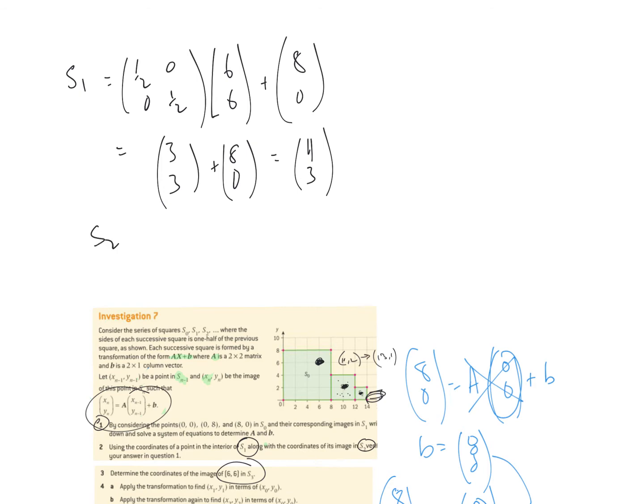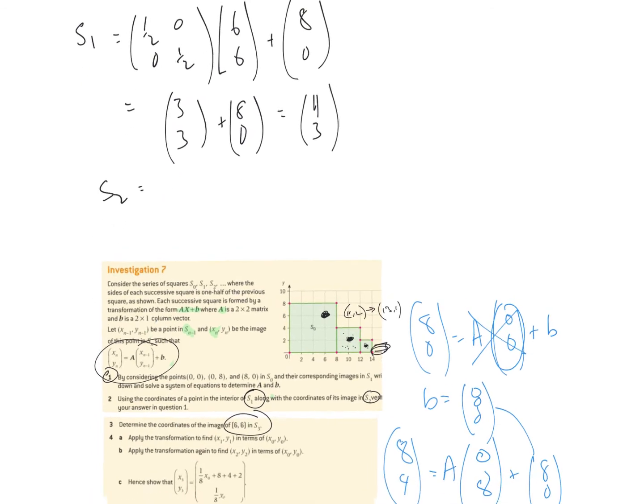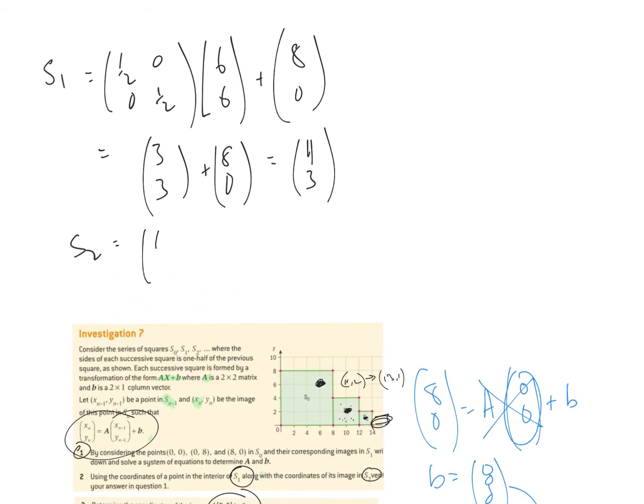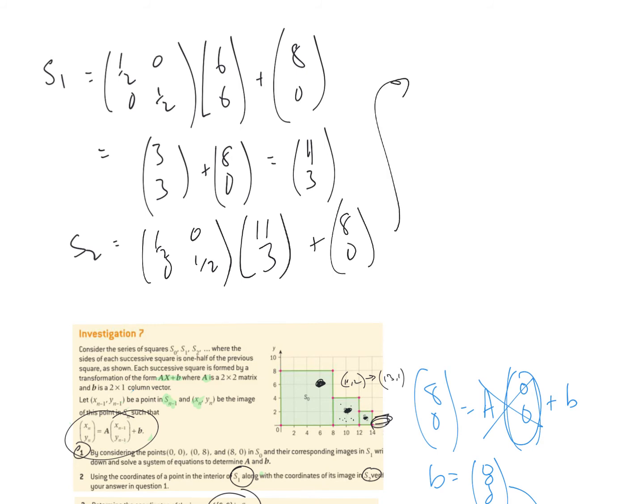And to get S2, I have to take 1 half, 0, 0, 1 half, times 11, 3, plus 8, 0, which here will become 11 over 2, 3 over 2, plus 8, 0, which is, that's 5.5, plus 8, 13.5.